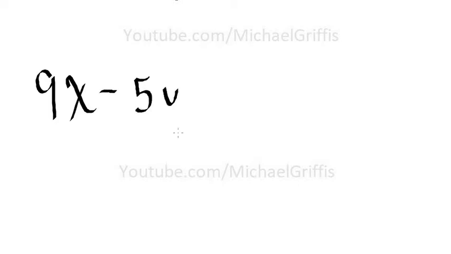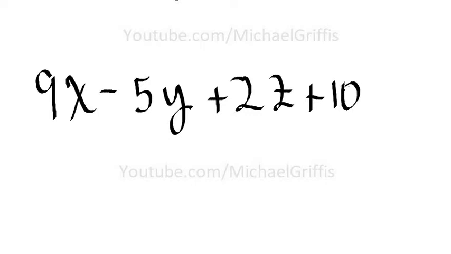We have 9x minus 5y plus 2z. That 2 and that z looks the same, doesn't it? Pretty much. Plus 10y. And we'll throw in one more, 3x. 3x minus 3x. All right, let's take a look at all the like terms.